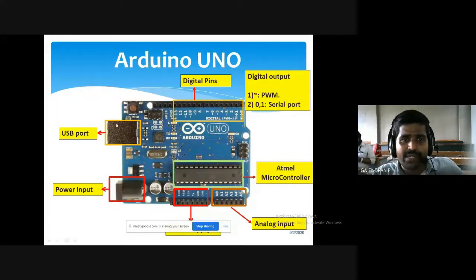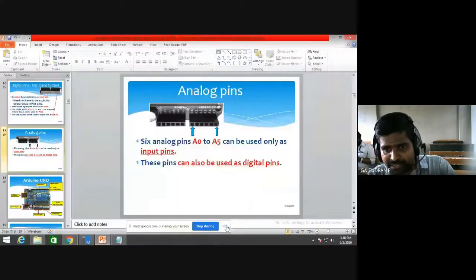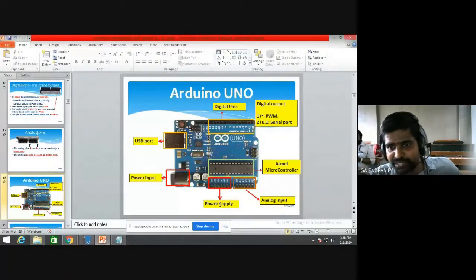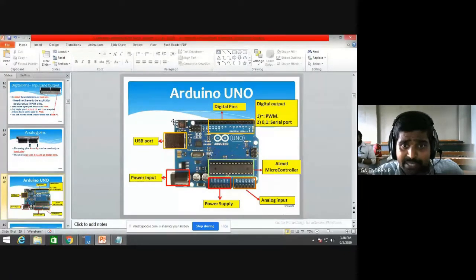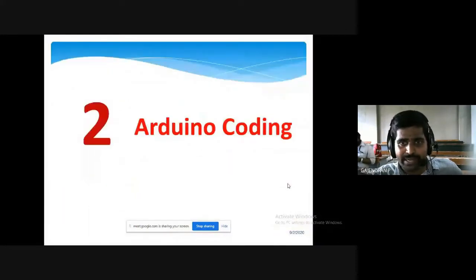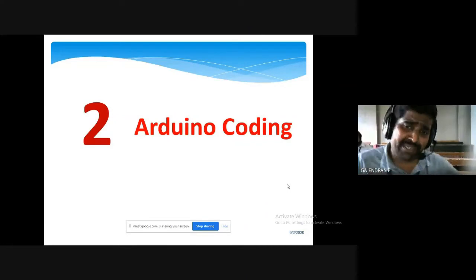Now, overall, recollect. What are the things you have seen? USB port, power input jack, digital pins, Atmel microcontroller, analog input pins, then power pins, power supply pins, isn't it? These are all the things we have learned in this class. And also the hardware push button. With this idea, we will enter into the Arduino coding part. Within 5 minutes we will complete it.